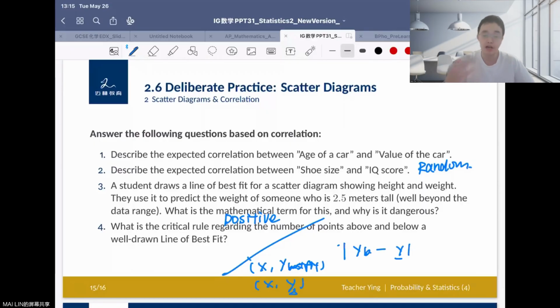That is how to understand the scattering diagram. I hope you can understand how to find the relationship between data, and what a positive correlation, a negative correlation, and a random correlation are. They're very important for you to understand. And maybe in our test, we will give you a very small blank to fill in, okay?